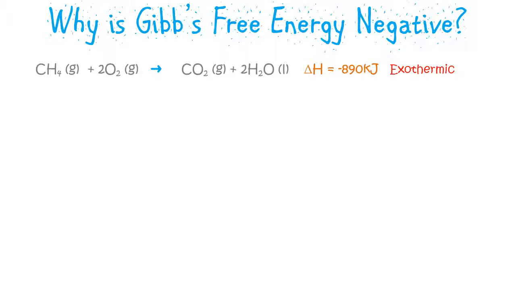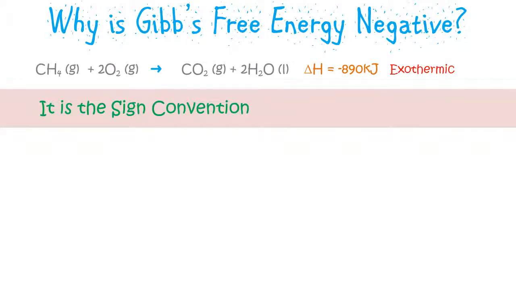So we consider this reaction where methane is combusted, and this is an exothermic reaction, and we know that heat is released in the reaction. However, we write delta H as minus 890 kilojoules here on the product side. And what it really means is that the energy of the reactants has been reduced by 890 kilojoules in the process of heat release. So it's a sign convention which specifies the reduction in energy of the reactants.